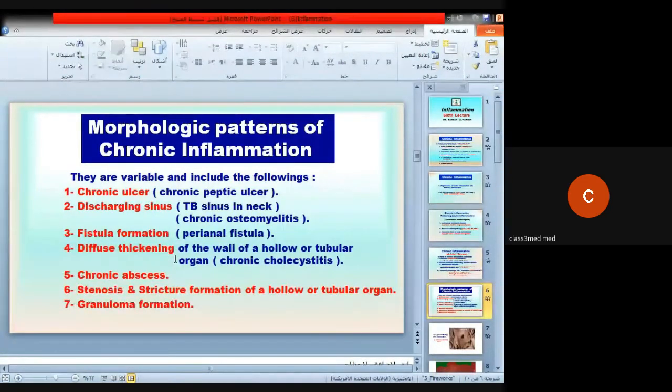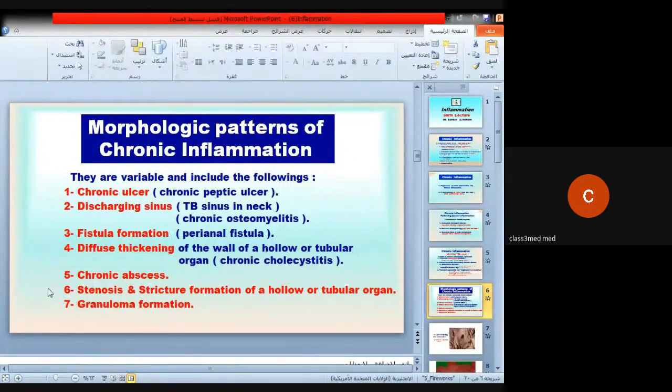Fifth, chronic abscess. As we said, abscess may be a feature of acute inflammation, as with acute ulcer, abscess, or of chronic inflammation, as chronic abscess. Sixth, stenosis and stricture formation of a hollow or tubular organ. Why? As I mentioned, because of healing by fibrosis, causing narrowing and obstruction in the lumen of a hollow or tubular organ, such as the bowel, and causing intestinal obstruction.